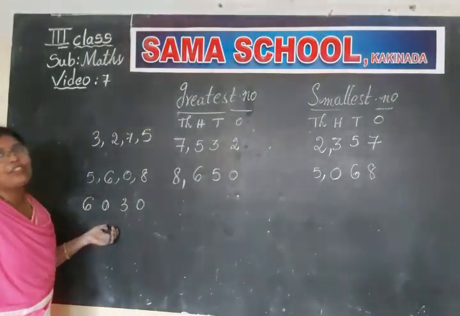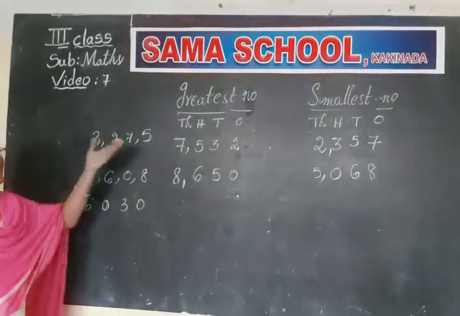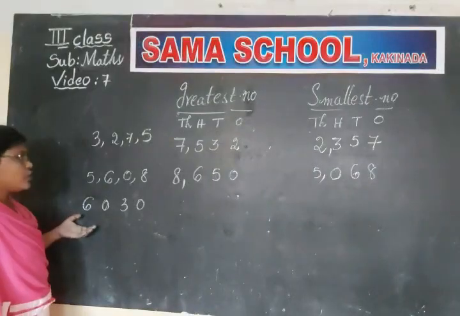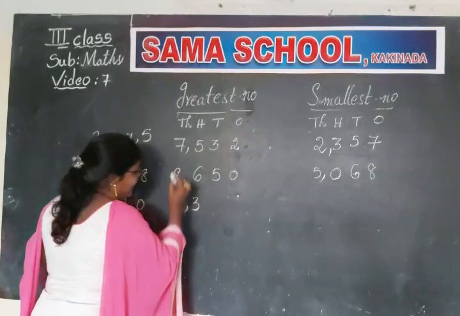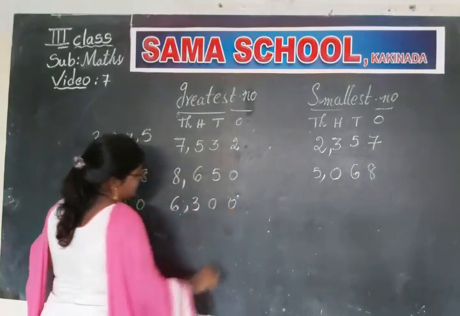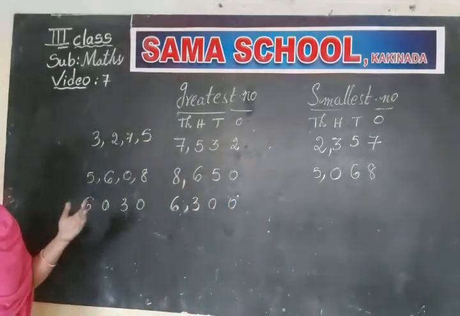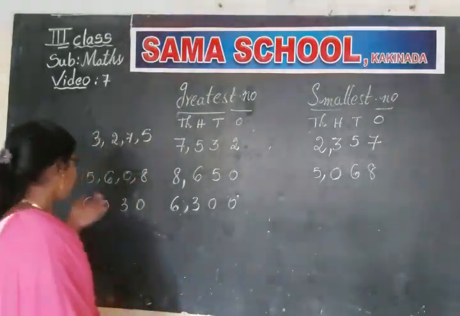Now, here we have 2 zeros. Of course, while forming greatest number, no issues. What is the first biggest digit? 6. Next is 3. And next we have 2 zeros. So 6300 is the greatest number.